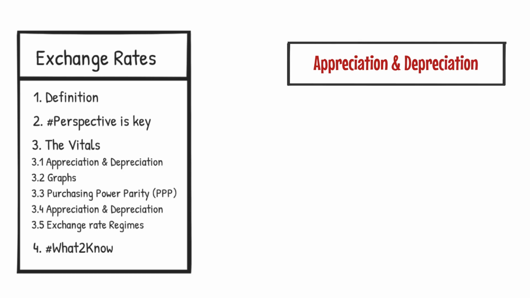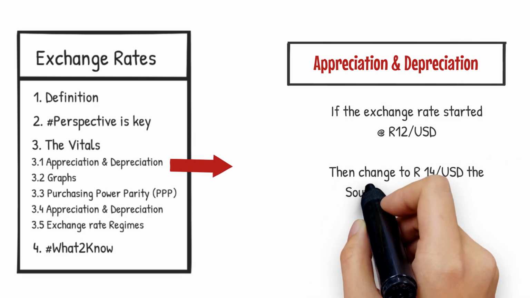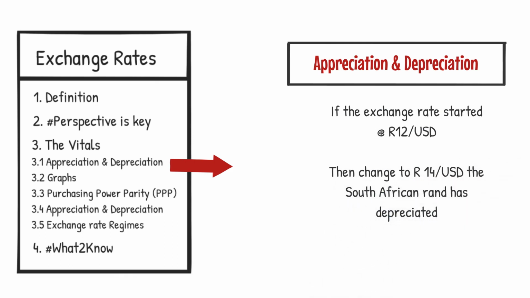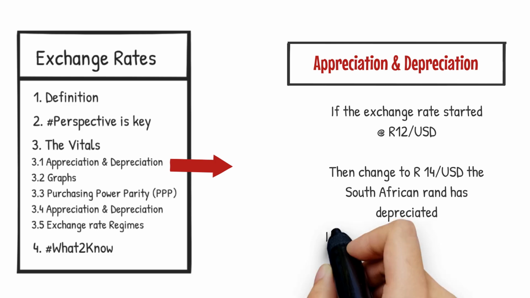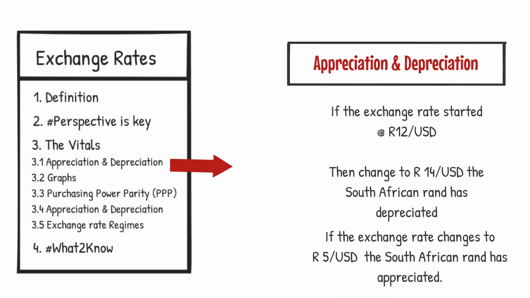Now let's look at the appreciation and depreciation of exchange rates. Let's say the exchange rate changes from 12 Rand versus the US dollar to 14 Rand versus $1. This means that the South African Rand has depreciated and the dollar has appreciated. You need 2 Rand more to buy a single dollar. And let's say the exchange rate changes from 12 Rand versus $1 to 5 Rand versus $1. This means that the South African Rand has appreciated and the dollar has depreciated.